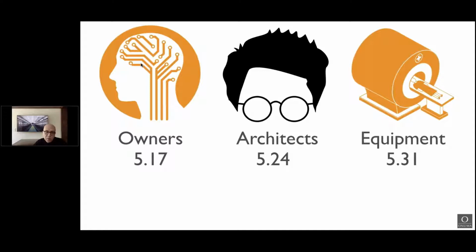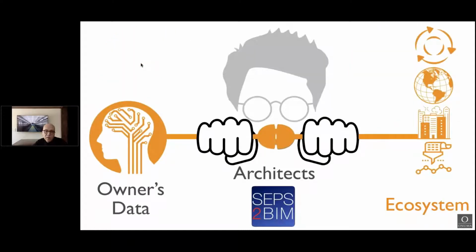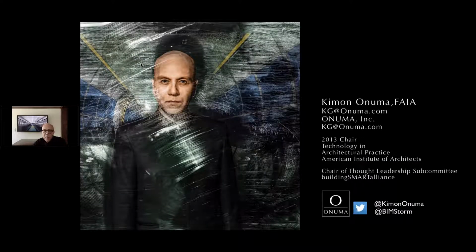Last week we had the owner's perspective on the space and equipment planning system to BIM. This week will be about architects and engineers and consultants, the AEC industry. Next week we'll be focusing on data and vendors and equipment suppliers and how they tap into the system. So today's session is on architects, how we can tap directly into owners' data through the space and equipment planning system to build an ecosystem of data and BIM and other solutions from that, and the opportunities that this opens up. My name is Kimono Onuma of Onuma Inc.